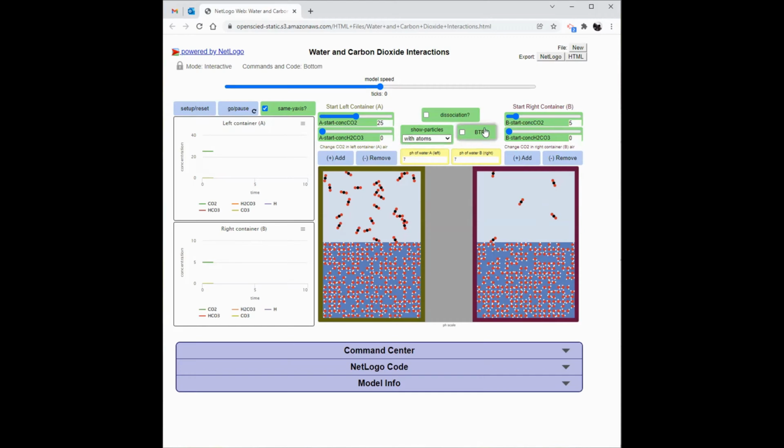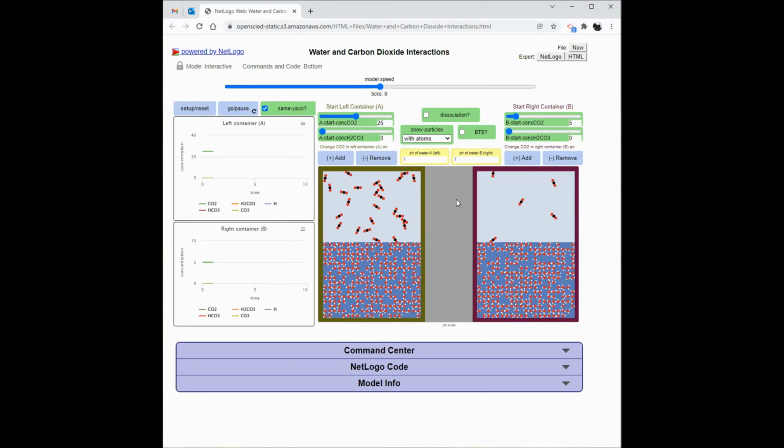The reason why there's two containers is to allow for direct head-to-head comparisons. So you can actually change the starting concentrations of your carbon dioxide and carbonic acid, and then run the experiments against each other. There's nothing different about the chemistry between them. So let's set up an experiment.